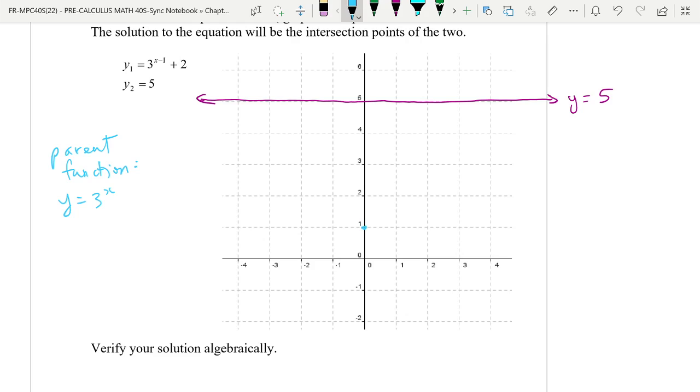When x is 0, y is 1. When x is 1, y is 3. When x is 2, I jump up to 9, which would be way up there someplace. When x is negative 1, I get a third. I'm just approximating a third. And negative 2 would be a ninth. 3 squared is 9. Yep. So here we go. We're going to go up.